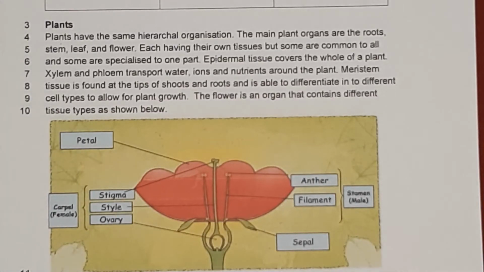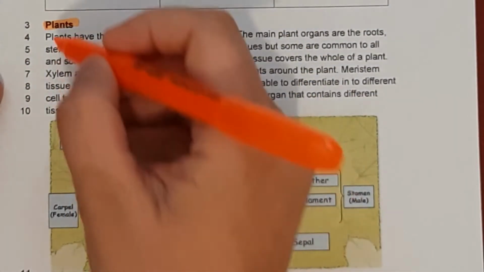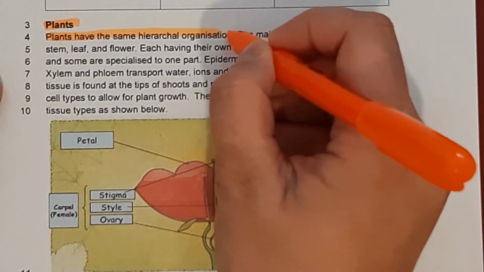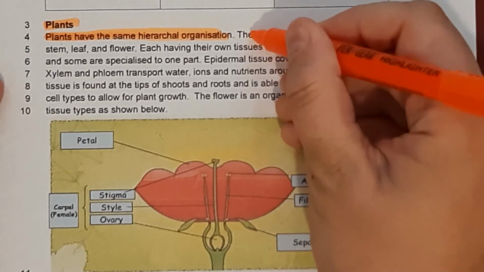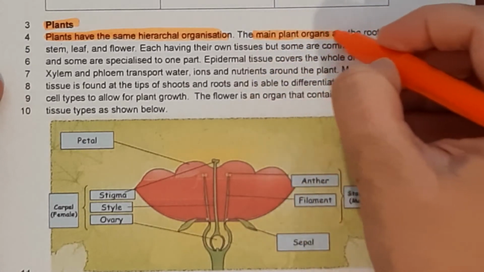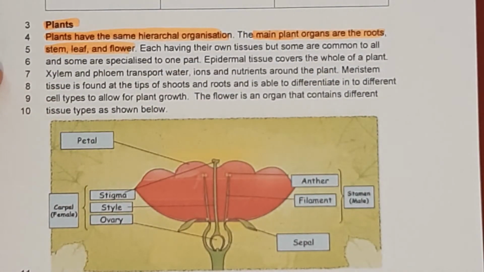Okay, so now we're going to talk about plants and the hierarchical organisation in them. So plants have the same hierarchical organisation. The main plant organs are the roots, the stem, the leaf and the flower. And you can see each of those on most diagrams of a plant.